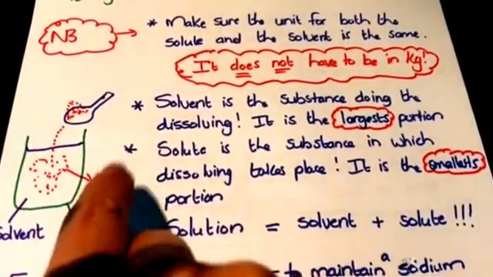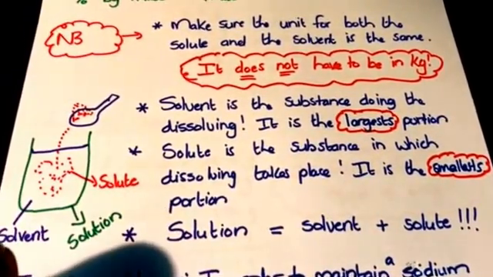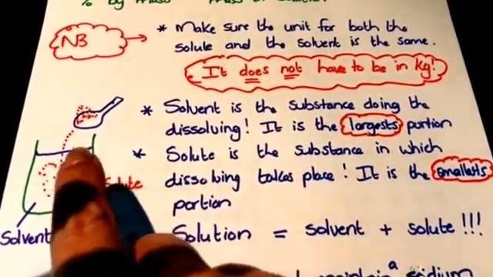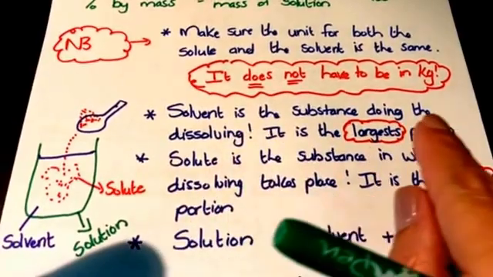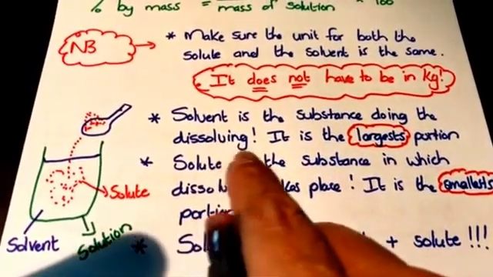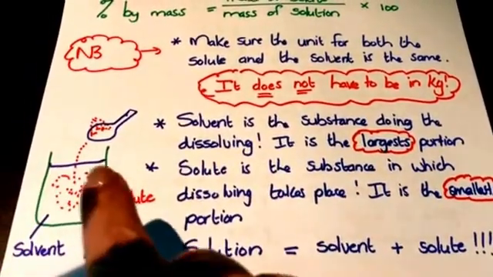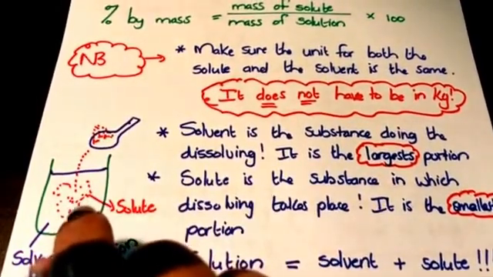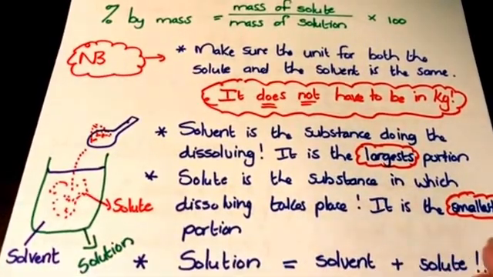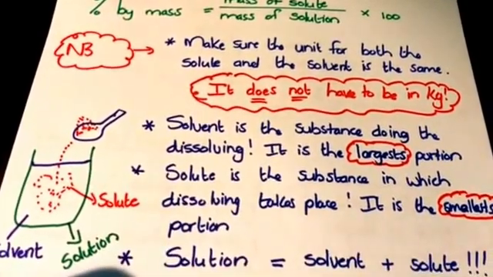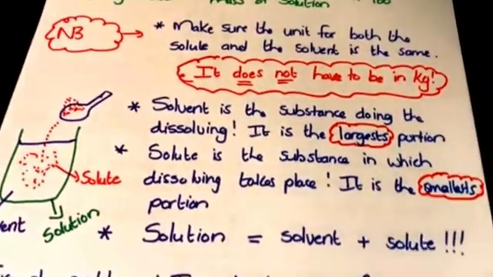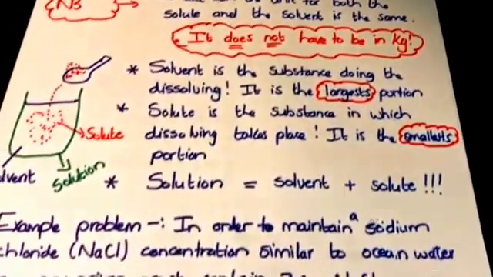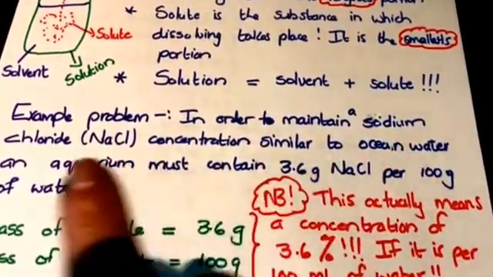You need to understand what is meant by a solute, what is meant by a solvent, and what is meant by a solution. The solvent is the substance doing the dissolving, and it's always the largest part. The solute is the substance being dissolved, and it is always the smallest part. So in the calculation, it will be easy for you to distinguish which one is the solute and which one is the solution. This is the example we did in class.